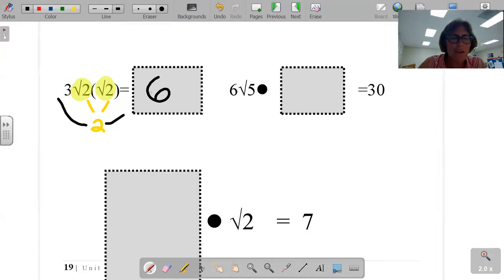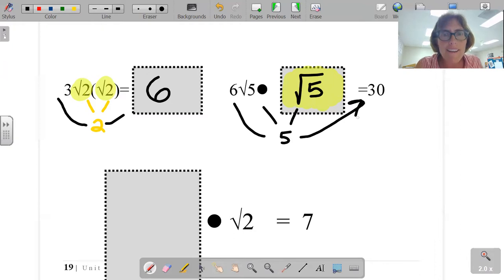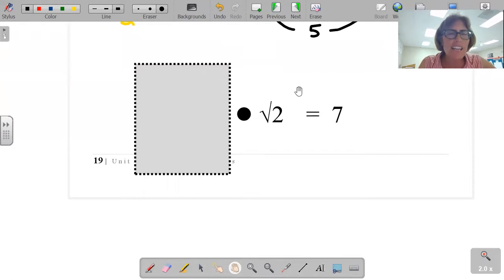Let's see if you caught this. I'm going to give you 10 seconds. 6 root 5 times what is 30? 10 seconds. It's root 5. 6 root 5 times root 5. Root 5 times root 5 is 5. 6 times 5 is 30. Good night. What's going on here? I'd like you to take 20 seconds and try this on your own. Really try. It's okay to get it wrong, but really try. 20 seconds.